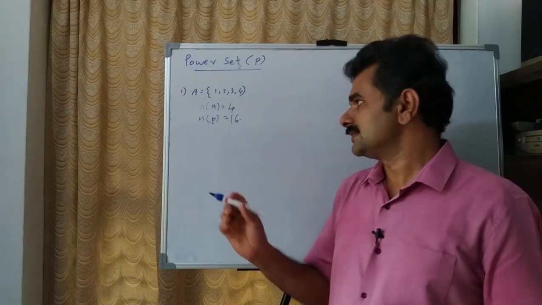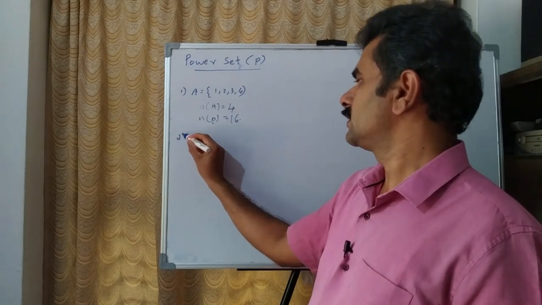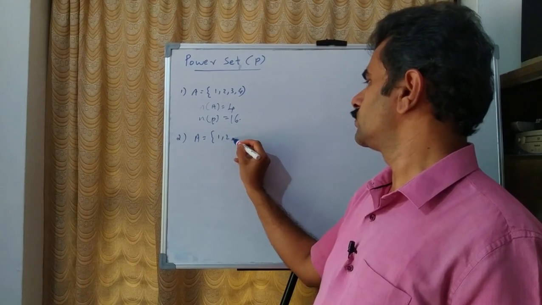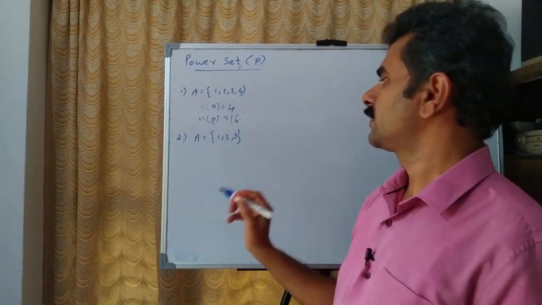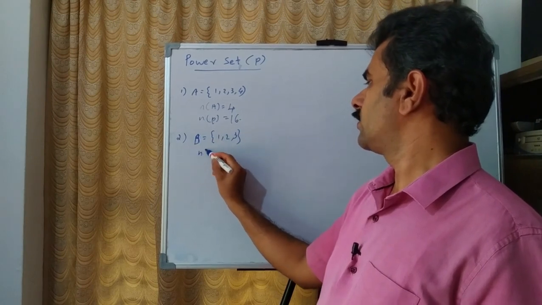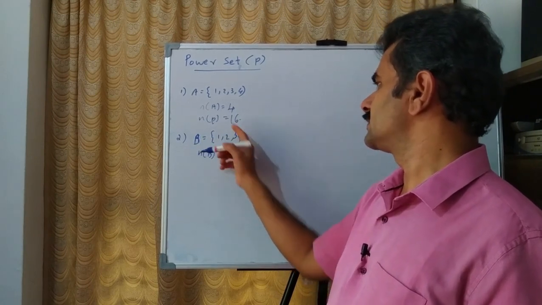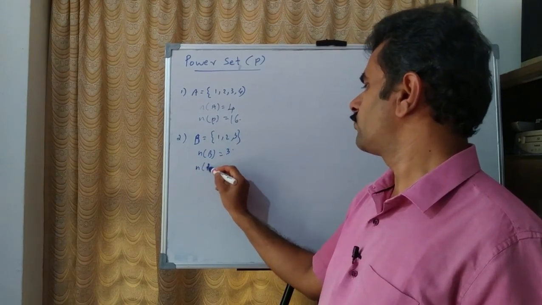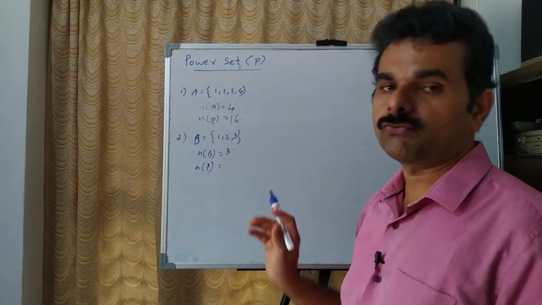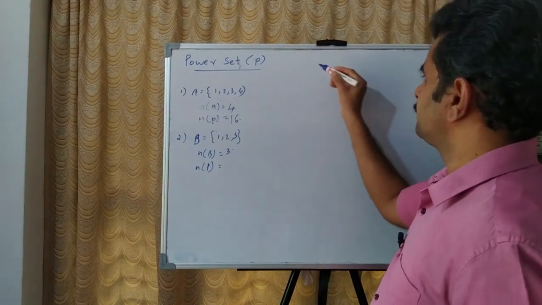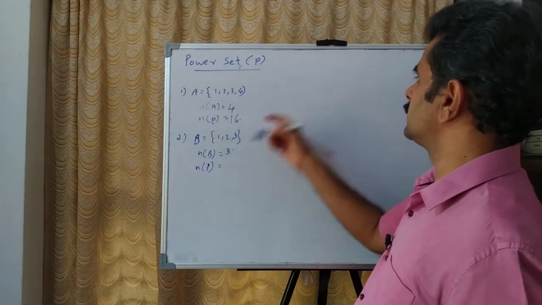Let us take another set. Second question. A is equal to {1, 2, 3}. What is n of B? The number of elements in the set, n of B, is equal to 3. Then what will be n of P, the number of elements in the power set? So let us take, here A is equal to {1, 2, 3}.